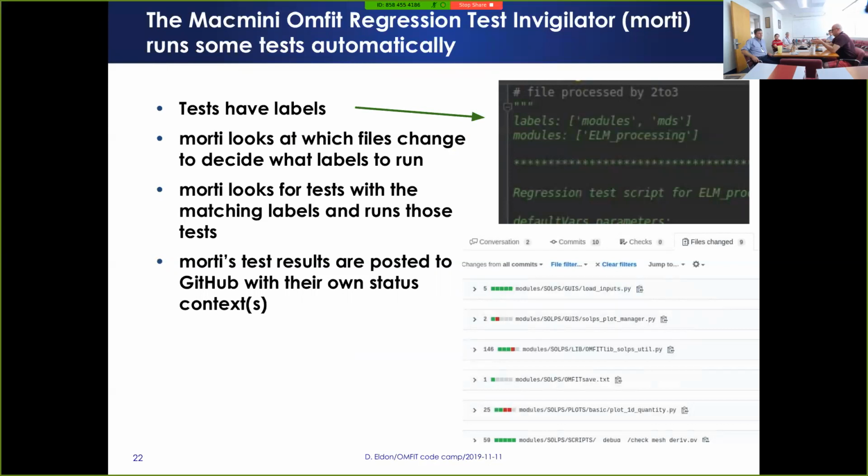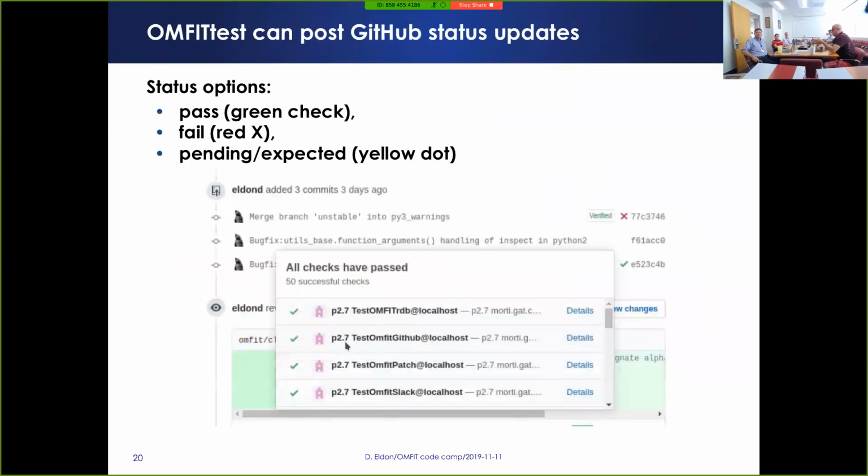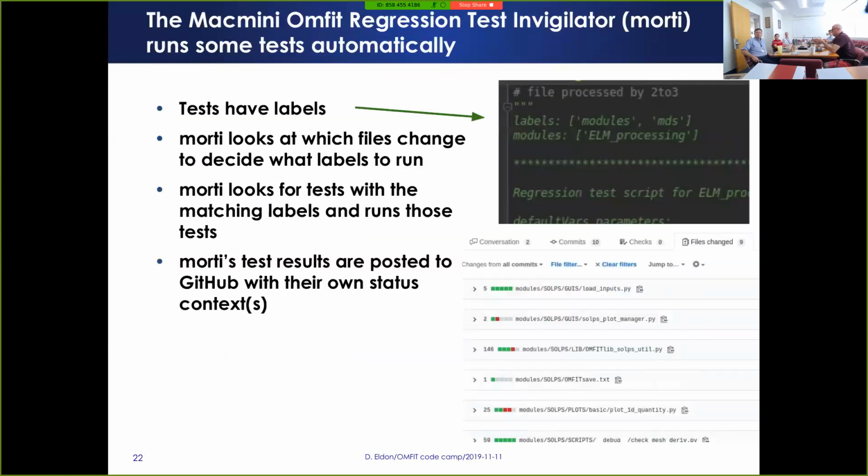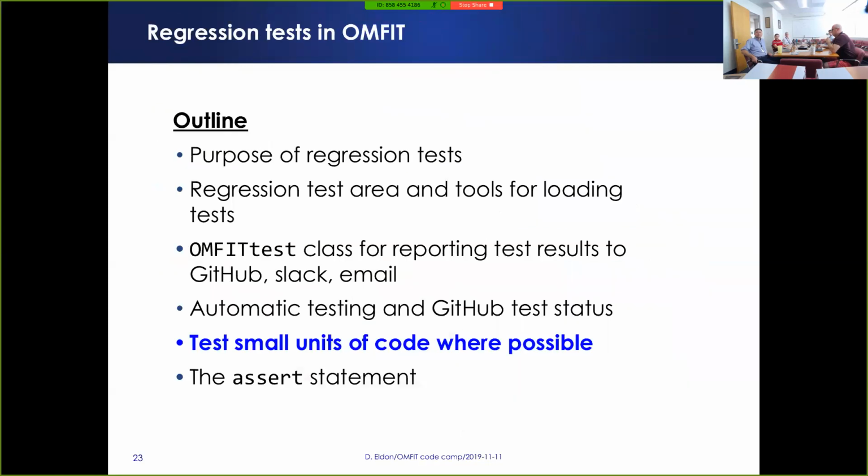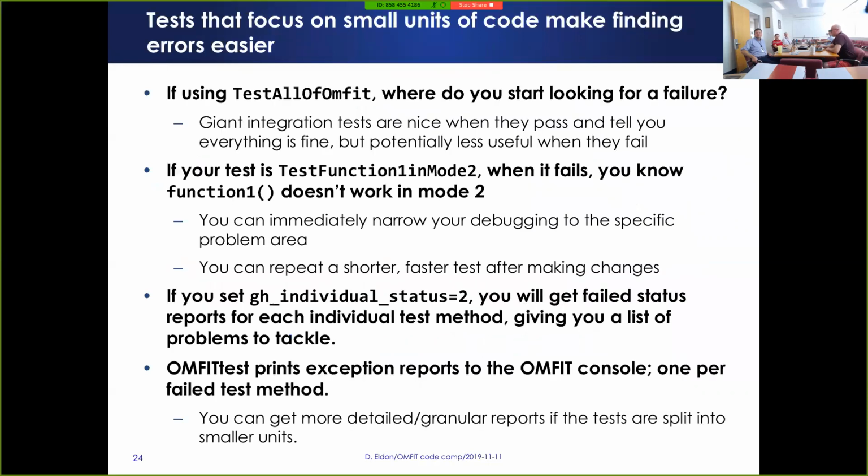I find it more convenient to have these statuses posted from OMFITtest, but it's not the only way to do it. Okay, if you're going to have all these statuses, one recommendation I have is to test small units of code where possible. If you're using a test called test all of OMFIT, where do you start looking for a failure? The giant integration test is nice because if it passes, you know everything is fine.